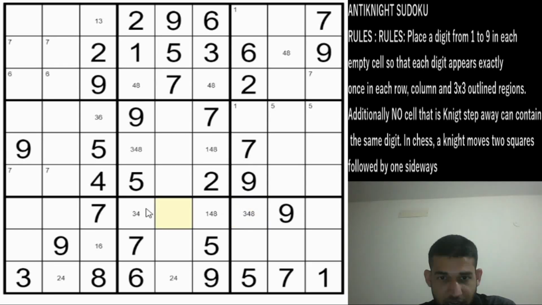cannot have 8 in any cell, because it will remove these 3 cells, and because this cell is at a knight's move from this cell, so 8 can't be here as well, and 8 is already removed from this cell. So we can remove an 8 from this cell. So now we have a 3-4 pair which removes the 4 from this cell. So this would be a 1, 2 or 8.